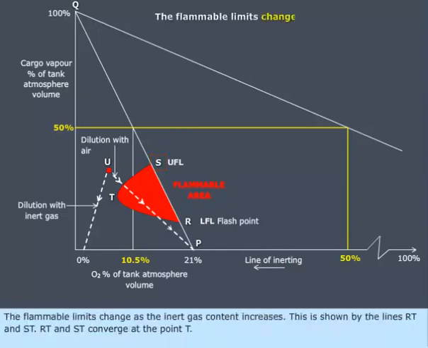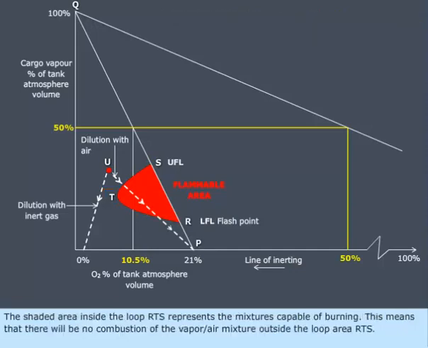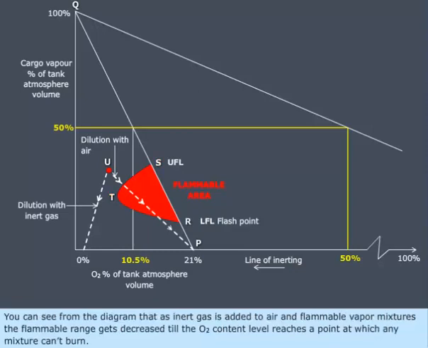The flammable limits change as the inert gas content increases. This is shown by the lines RT and ST. RT and ST converge at the point T. The shaded area inside the loop RTS represents the mixtures capable of burning. This means that there will be no combustion of the vapor-air mixture outside the loop area RTS. You can see from the diagram that as inert gas is added to air and flammable vapor mixtures, the flammable range gets decreased till the O2 content level reaches a point at which any mixture can't burn.